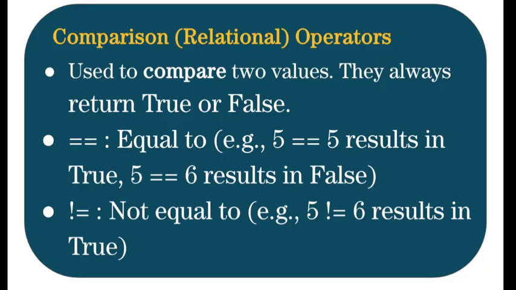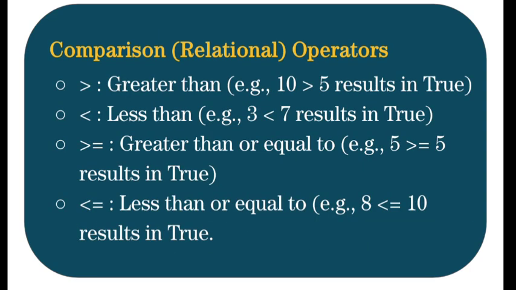Next comes not equal to. 5 not equal to 6 results in true. So after operating any relational operators, we will get two values, either true or false. Again, other comparison operators: greater than, less than, greater than or equal to, less than or equal to.